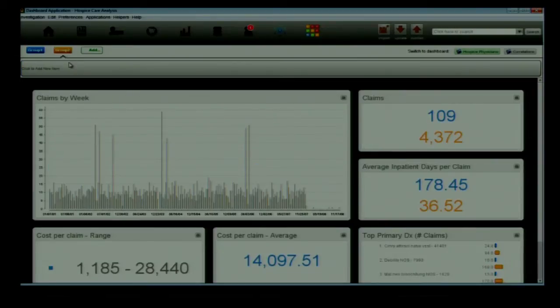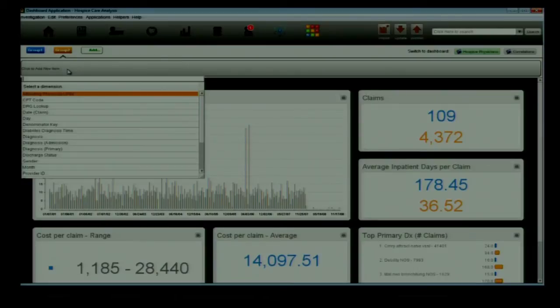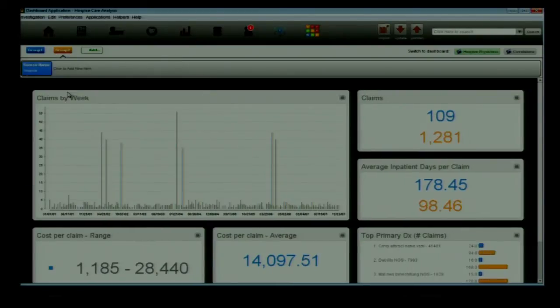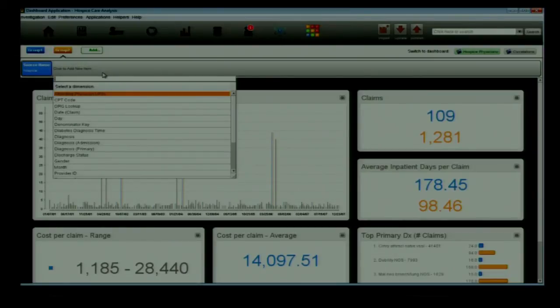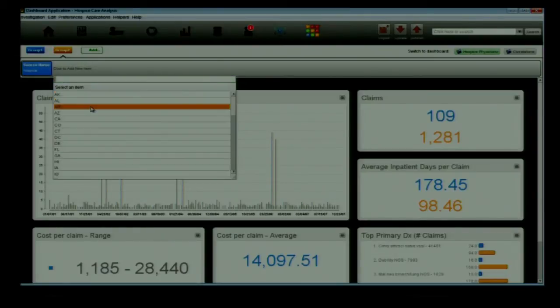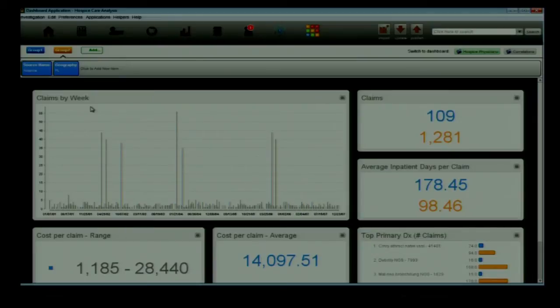So I'm going to rapidly generate a benchmark on the fly by only looking at the hospice claims in my database and only looking at those hospice claims that are set in Florida. You can imagine doing this today. That might require running a very complicated SQL query or asking someone else who knows how to write that query to do it for you.